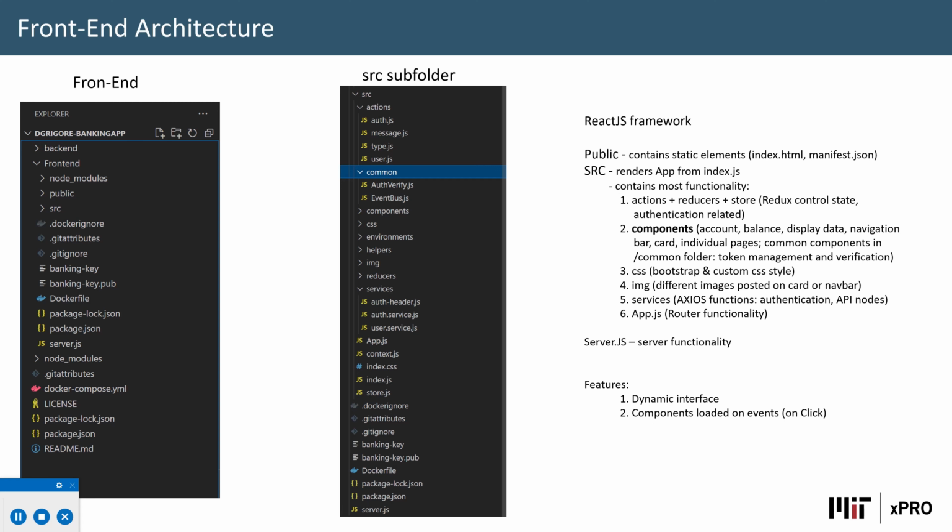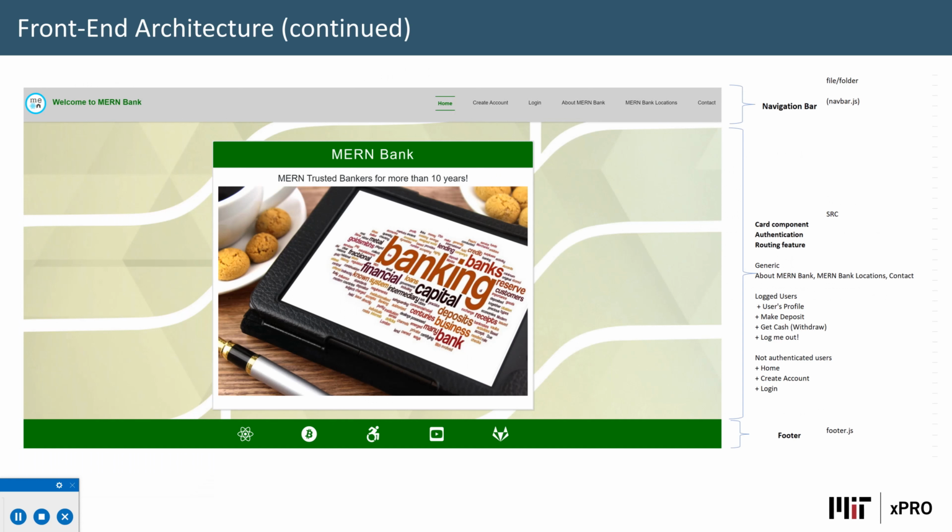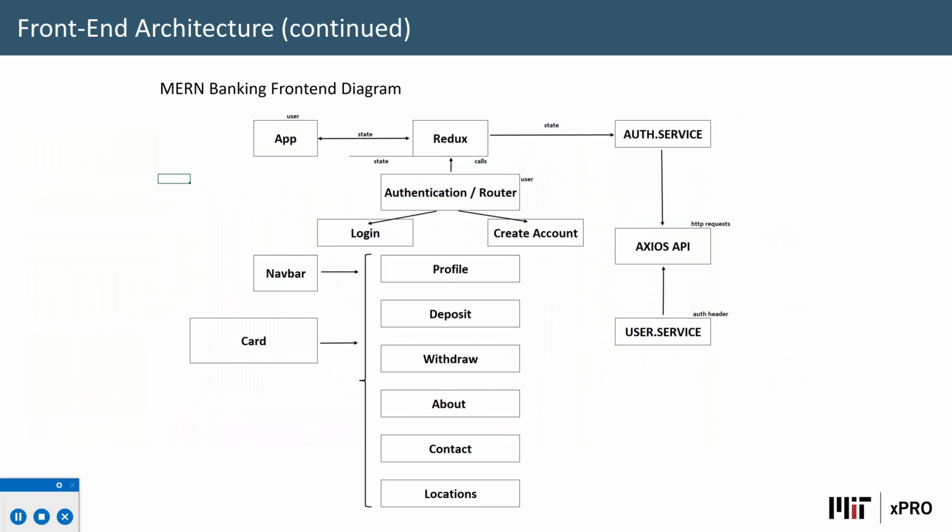As you can see here in the home page, we have a navigation element on top, the body which is returning the card component depending on routing, and the footer element at the bottom. This is a general diagram of a front-end web app. As you can see, routing, navbar, and the card component are the main elements. Authorization and authentication are done by using two services, auth and user.